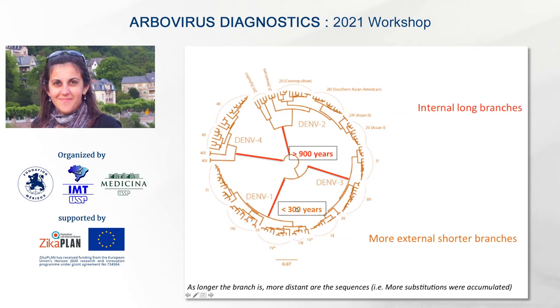Here, the four distinct serotypes that split 7,000 years ago are the longest branches in the tree, represented in the red color, and the more external or shorter branches cluster together the sequences that separated more recently. For instance, the genotypes that split from each other 100 or 200 years ago, depending on the serotype. And lastly, the lineages existing within genotypes that emerge as new lineages every year.